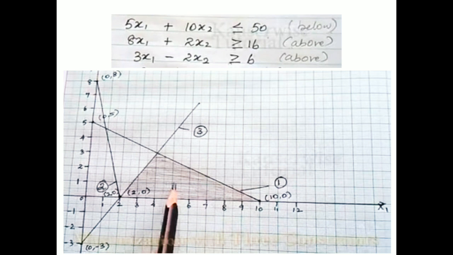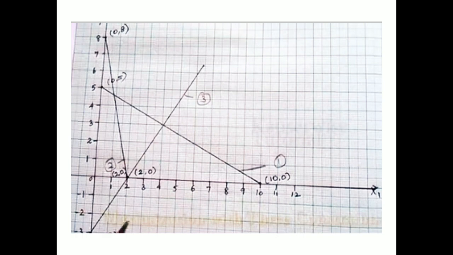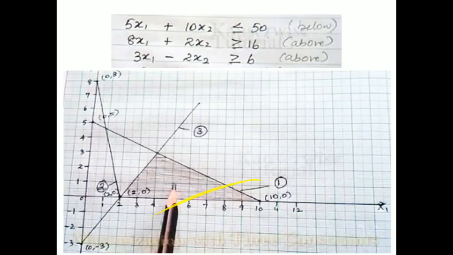Here I have not shown you the initial shaded regions of all the 3 constraints. I have just shown you in this slide the overlapping shaded area. So the overlapping shaded area is shown here with the shaded lines. Now the next step is I need to find the corner points of this shaded area.